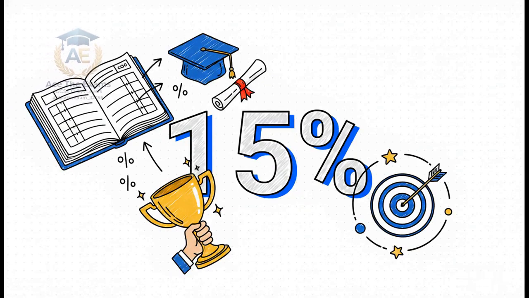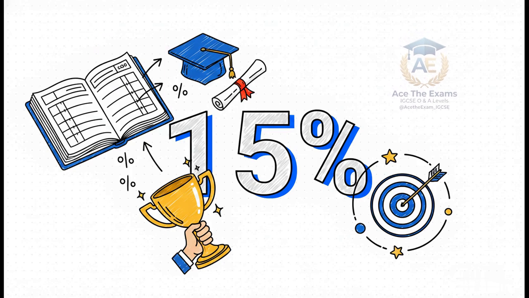15%. Let that number sink in for a second. That is exactly how much of your total marks in Paper 2 are dictated by the preparation of ledger accounts. This single topic is an absolute heavyweight in the syllabus. It's not just a minor question you can afford to gloss over. It can literally dictate your final grade. It's the difference between a B and an A star.